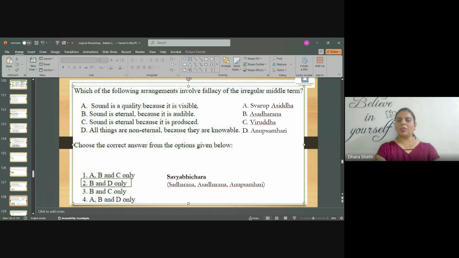Now see, "sound is a quality" is visible is actually a Swarup Asiddha fallacy. Okay. And this one we just saw. C is Viruddh. Next.